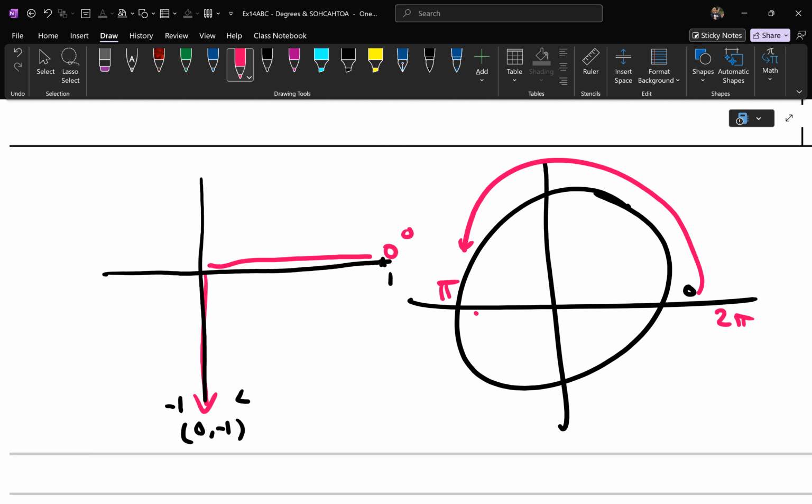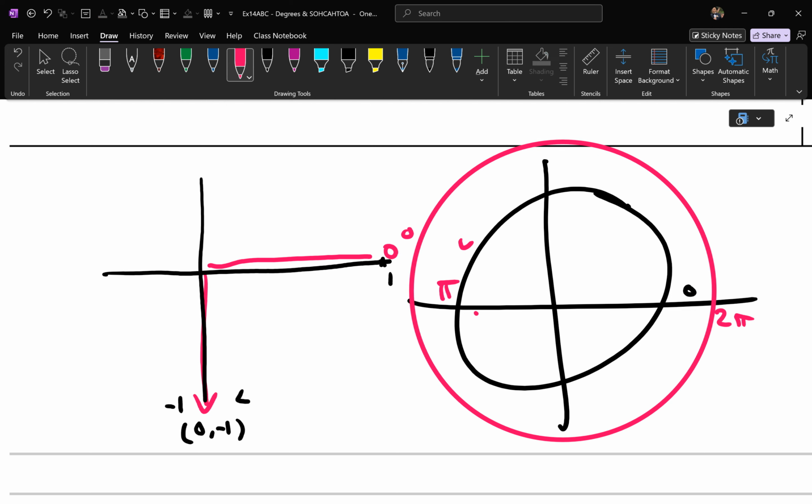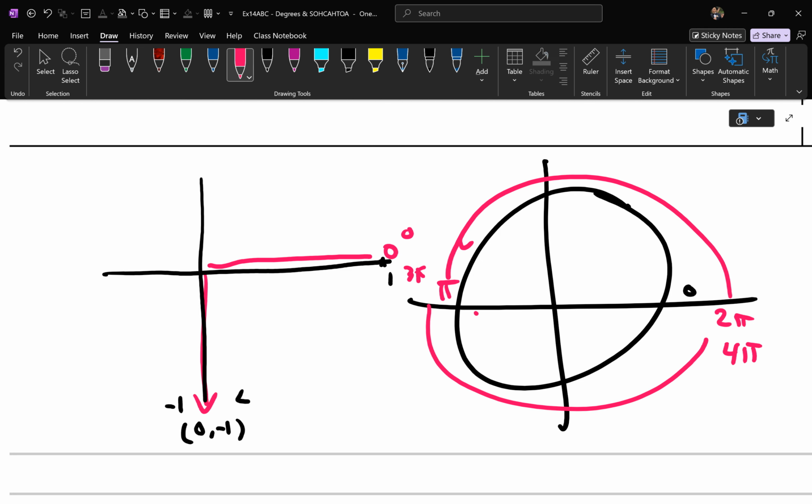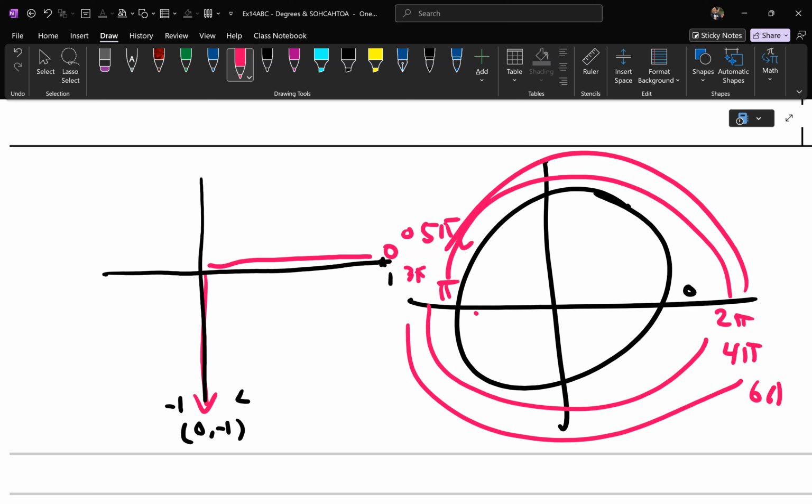So if that's true, well then, this is pi, 2 pi, and if I did another half circle, that's now 3 pi. If I do another half circle, 4 pi. If I do another half circle, 5 pi. If I do another half circle, 6 pi.